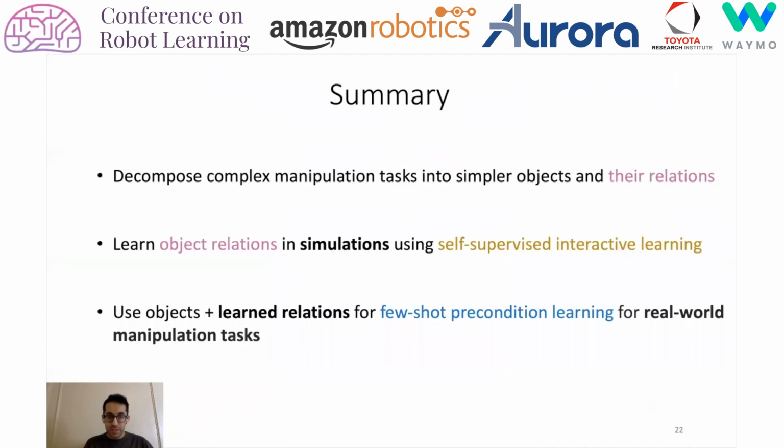In this work, we have looked at learning preconditions of complex manipulation tasks by decomposing them into their objects and pairwise relations. We use self-supervised interactive learning to learn a relational representation between object pairs. We show how this relational representation, learned completely in simulation, allows us to learn preconditions for three very different real-world manipulation tasks.